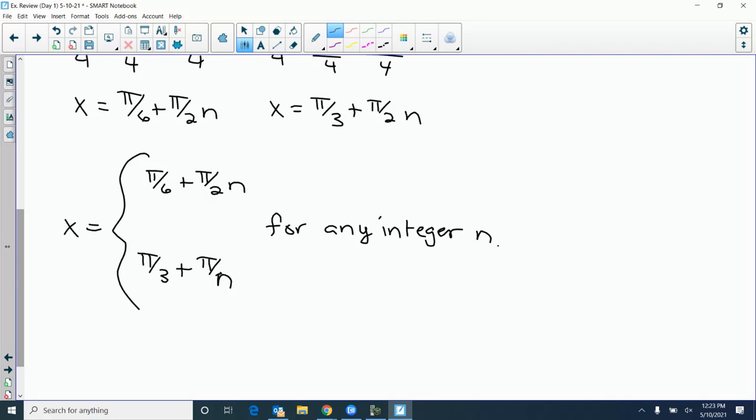All right, we're just going to do one more here together. And don't forget that you do need to put the for any integer in.